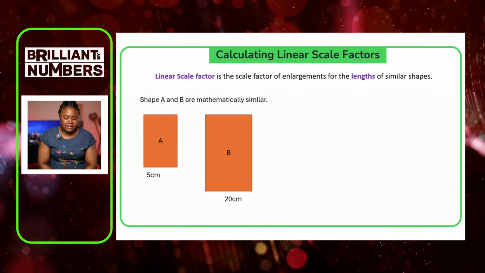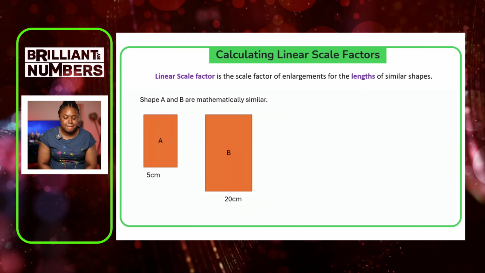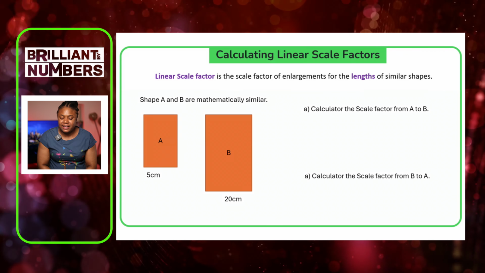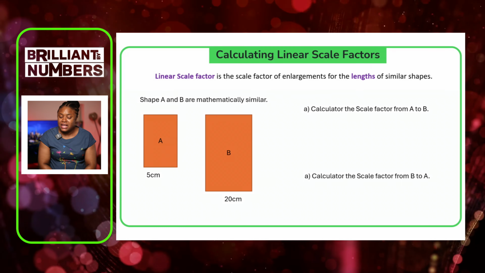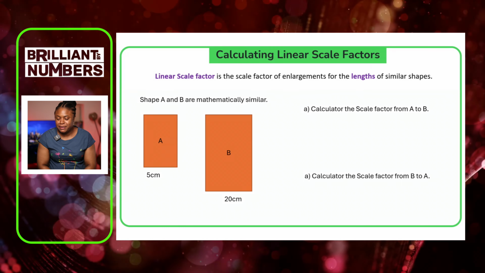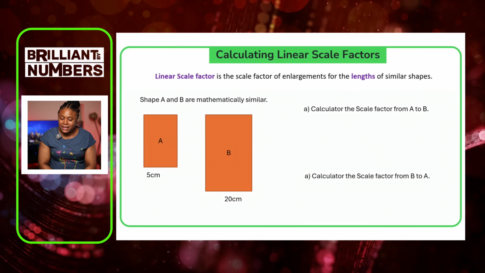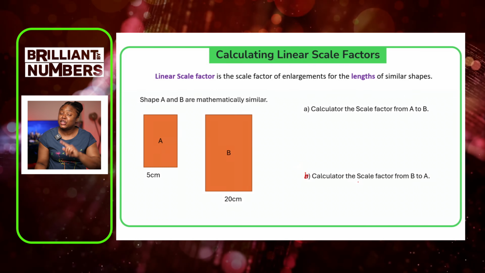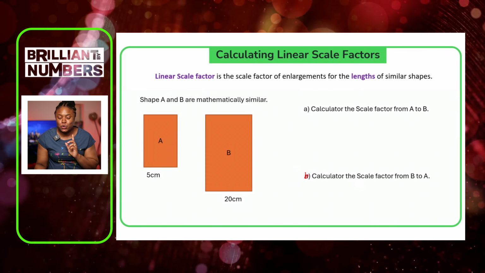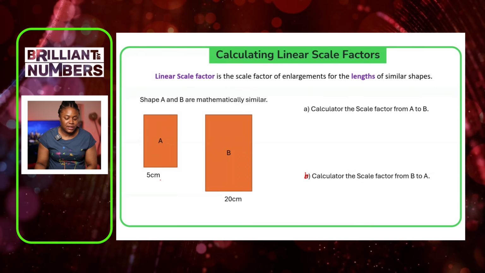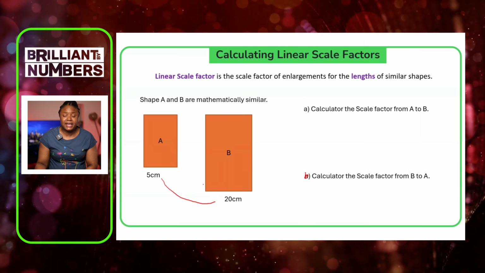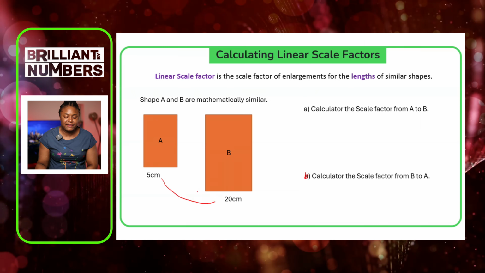So let's consider shape A and shape B in this question. They are mathematically similar. Now we're asked in part A to calculate the scale factor from shape A to shape B, and in part B, we are asked to calculate the scale factor from B to A. Two different questions. So what we want to do is to find out, how do we get from 5? What is the multiplicative scale factor that gets us from 5 to 20?